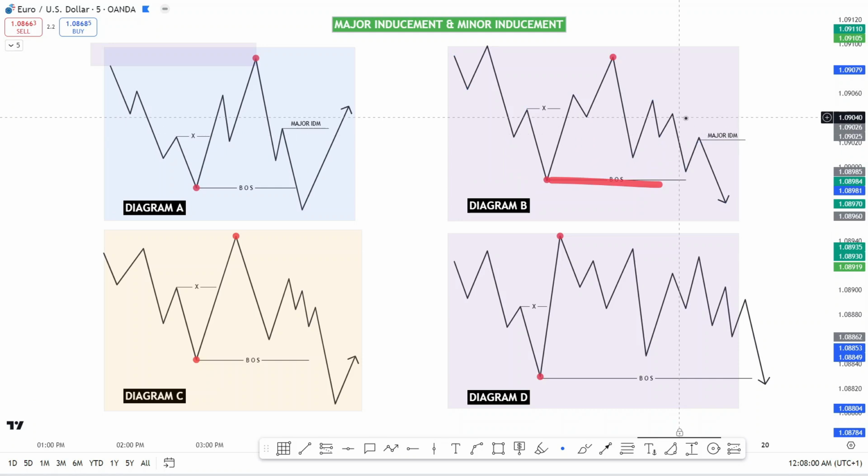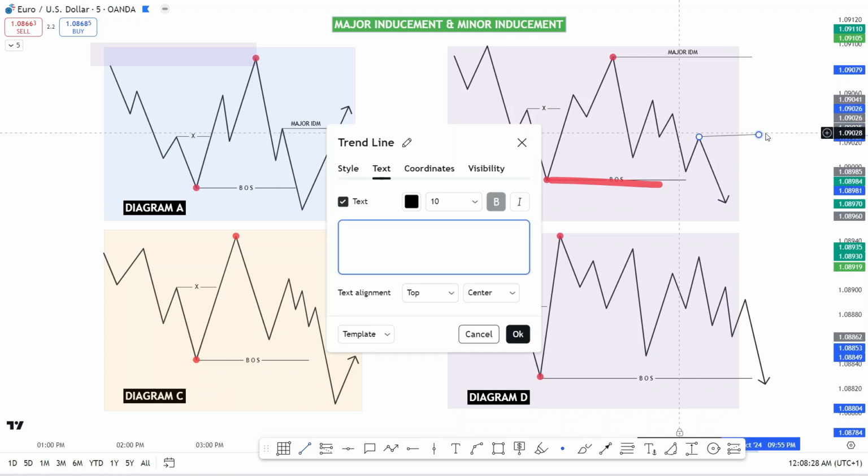Now where is our major inducement? This is our major inducement. Why is this our major inducement? Because this is the origin of the move. Do you understand? This is the origin of the move. So in this case, diagram B, we have major inducement and minor inducement. Let me label it: major inducement and minor inducement.